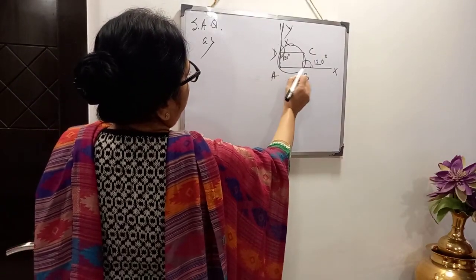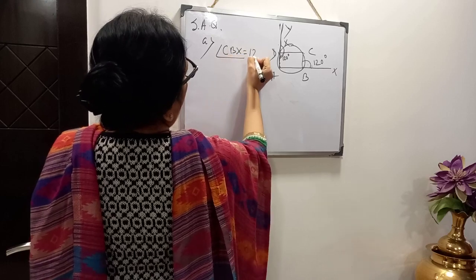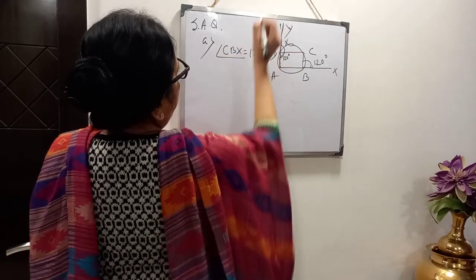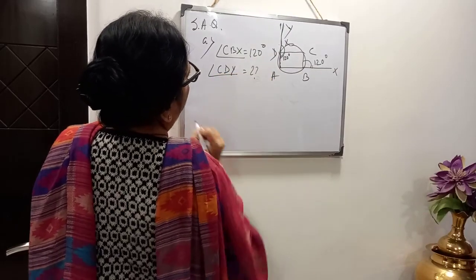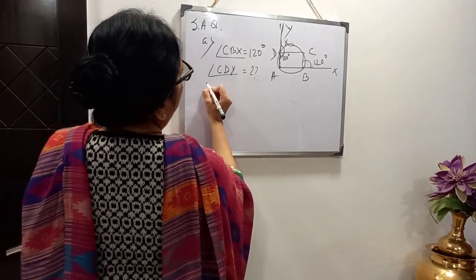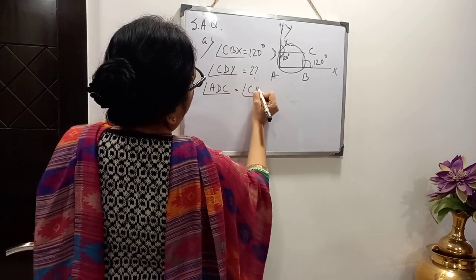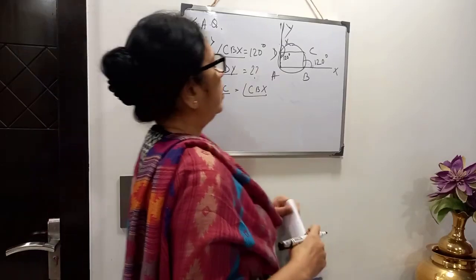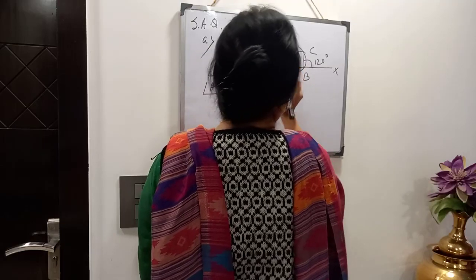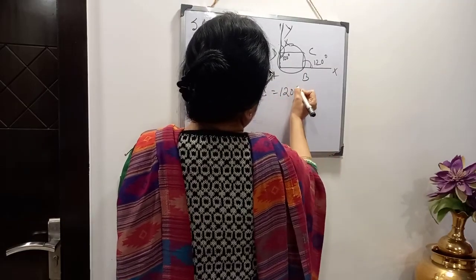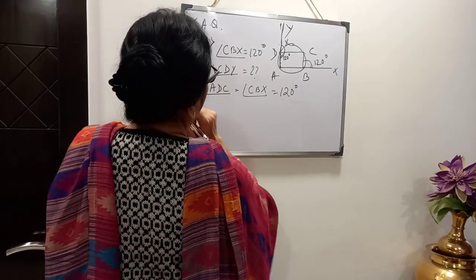First you will write: AB is extended to X and angle CBX is given as 120 degrees. AD is extended to Y. We have to calculate angle CDY. Clear? And angle ADC equals CBX. Why? As the exterior angle of a cyclic quadrilateral is equal to the interior opposite angle. Clear? By that property you will write down that property. So it is coming 120 degrees.